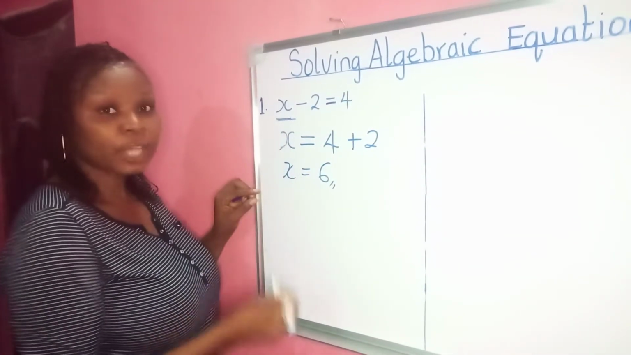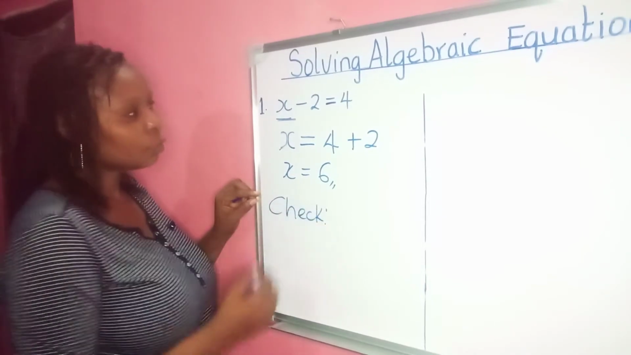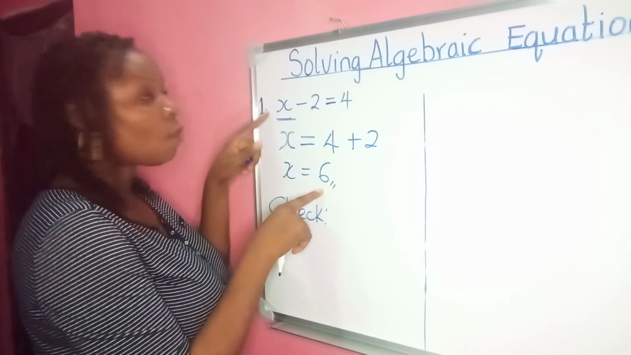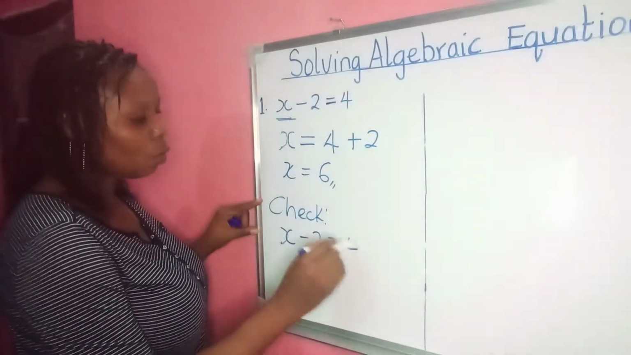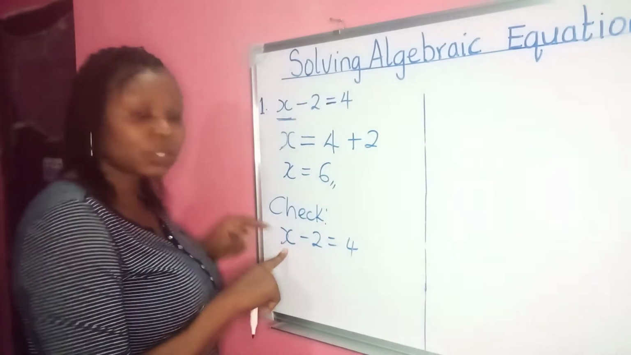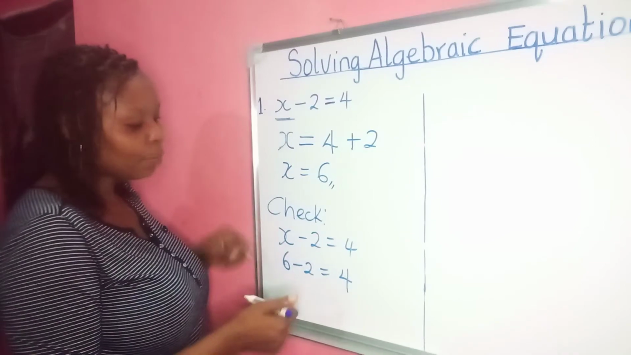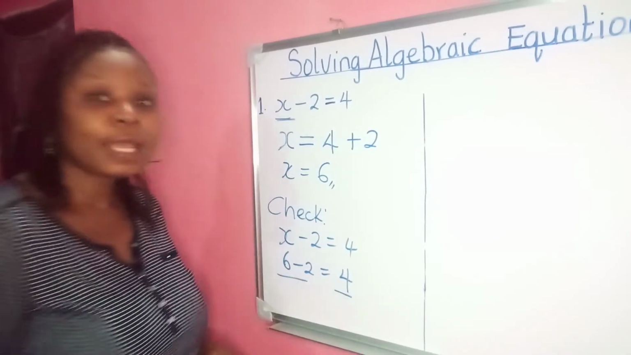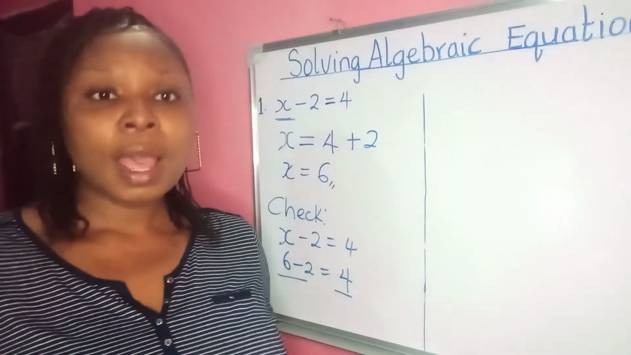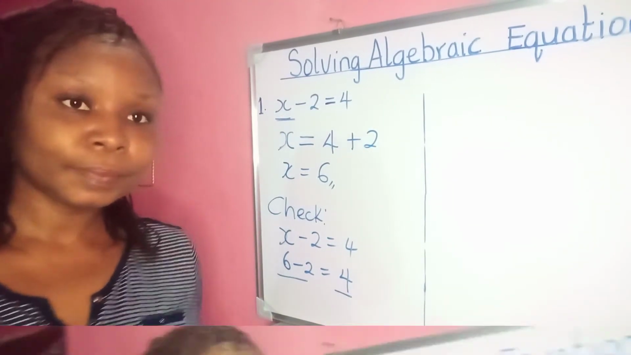If you want to do a check, substituting 6 for x in this equation. So that means x minus 2 equals 4. We're replacing x with 6. So here will be 6 minus 2, and that is 4. That means this side of the equality sign balances with this side. It means that the equation is true and it has balanced. I hope you understand it.